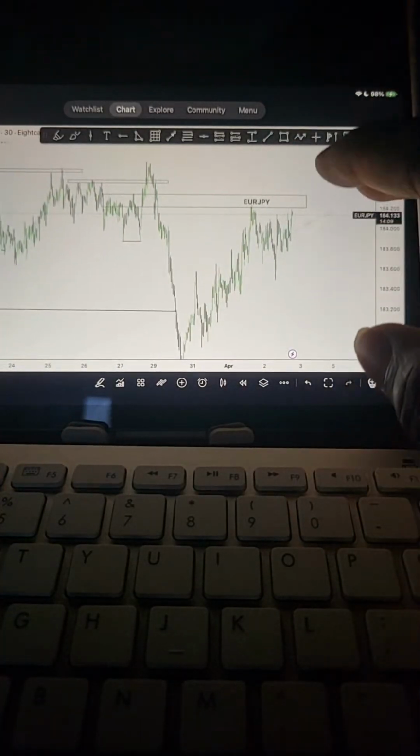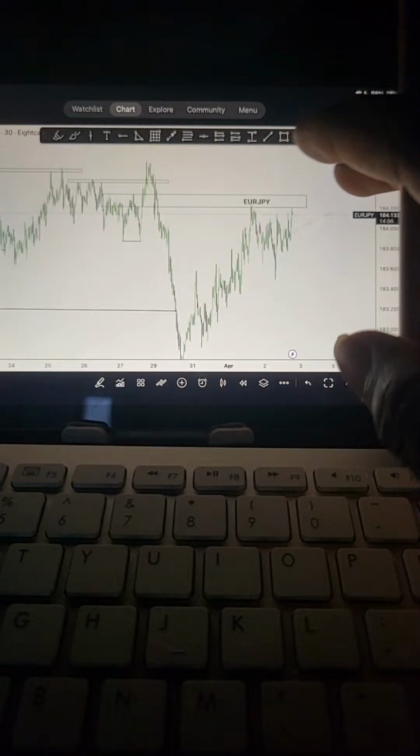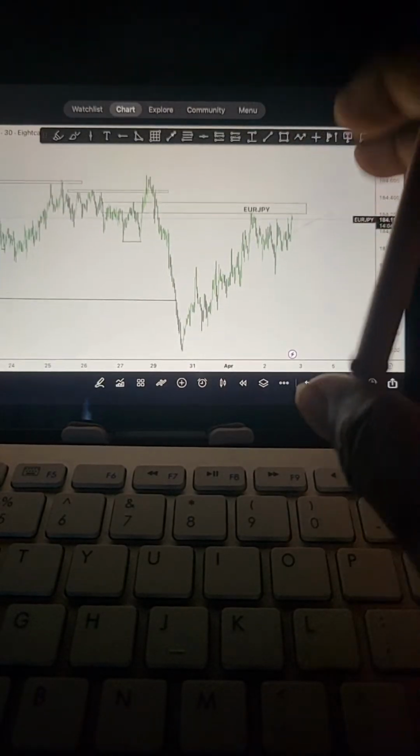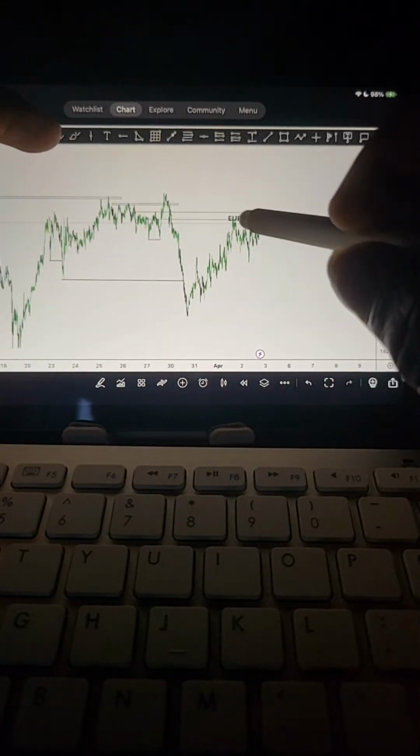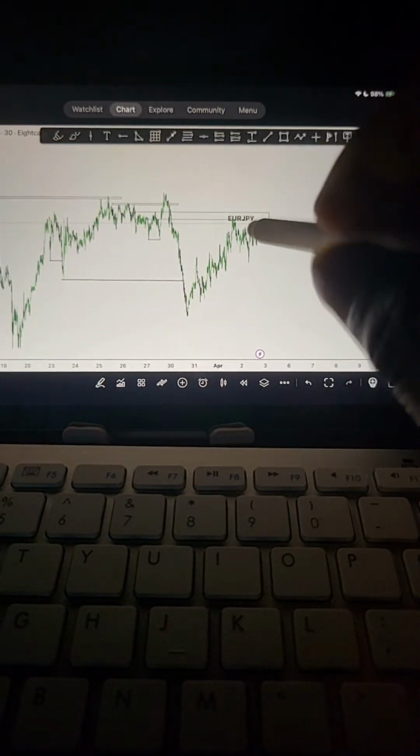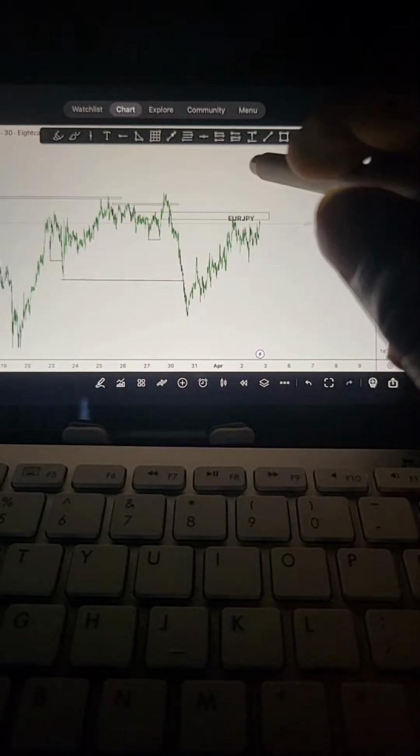And make sure you do your back testing. This is not financial advice, guys. Make sure you do your back testing and verify before you take any trade. So I'm expecting a major sell from around this zone on Euro JPY.